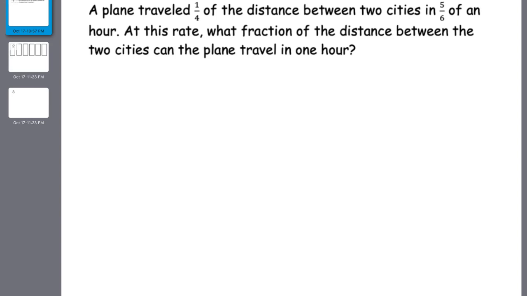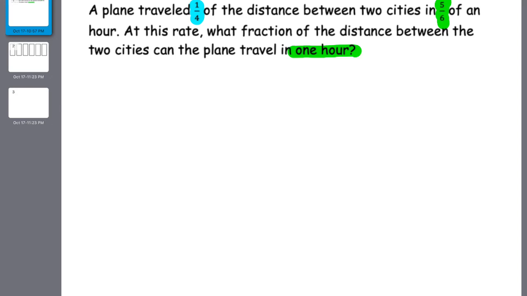One thing to consider here is we're trying to change from 5/6 of an hour into 1 hour. And the information we're given as well is that the plane traveled 1/4 of the distance in 5/6 of an hour. Okay, so how can we change this over into how this distance will look in 1 hour compared to 5/6? Well, one thing you should do is consider going back in time.